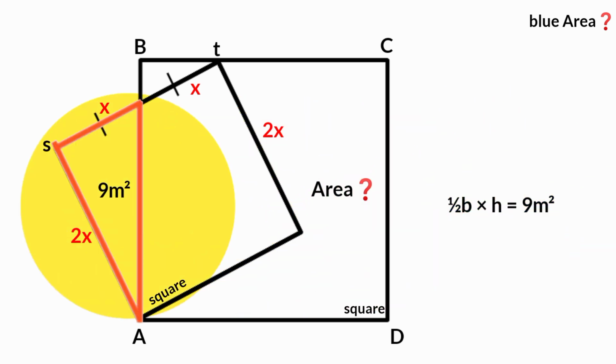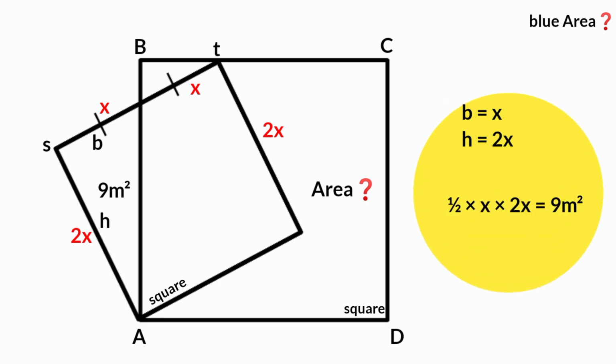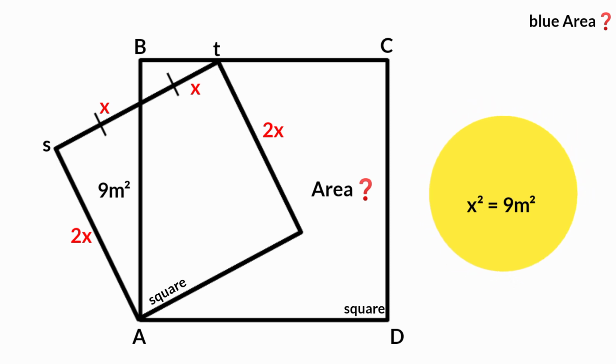This triangle is a right angle triangle. If we take this side as the base, this must be the height. So b equals x and height equals 2x. If we substitute here, now 1/2 times x times 2x equals 9 meters squared. 1/2 times x is 1/2x, and 1/2x times 2x is x squared. Now x squared equals 9 meters squared.